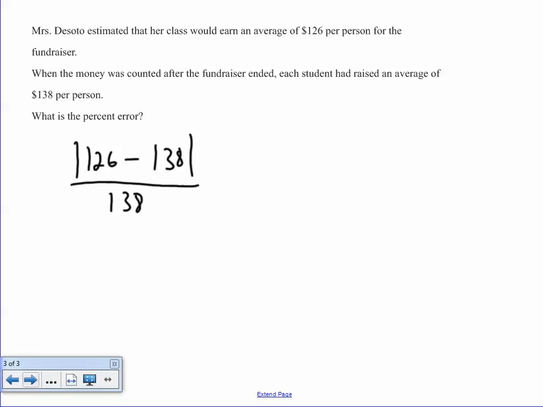The percent error is 0.086. So that's an 8.6% error. So she was off by about 8.6%. It's actually better that she miscalculated because they made more money on average.